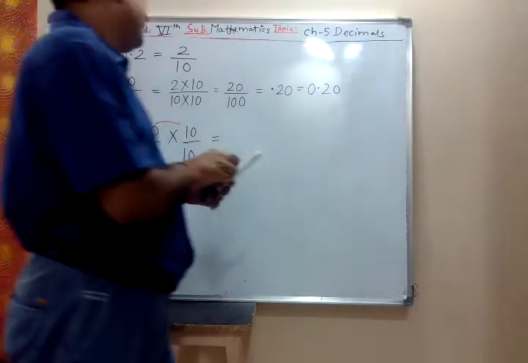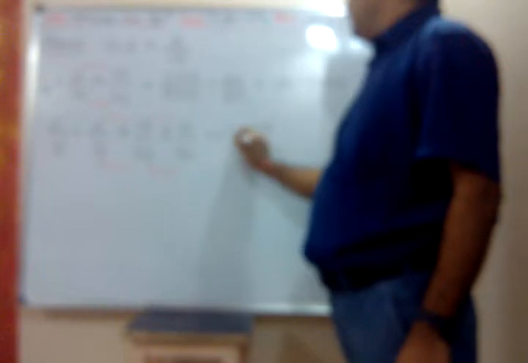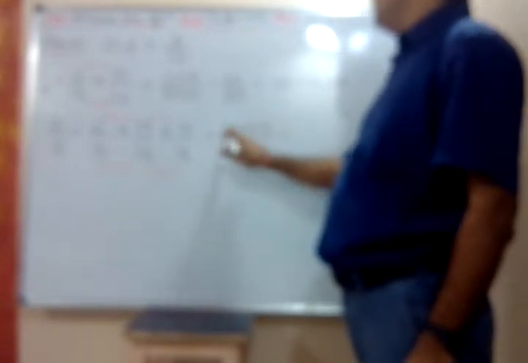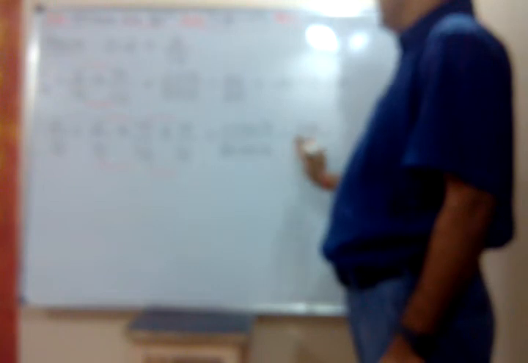So that will be 2 into 10 into 10 upon 10 into 10 into 10. Now we multiply: 2 tens are 20, into 10 is 200, upon 10 into 10 is 100, 100 into 10 is 1000.